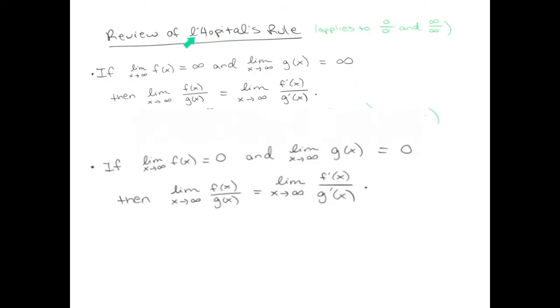I hope you remember from Calculus 1 that L'Hopital's rule applies whenever you have a limit where the numerator and the denominator either both approach 0 or both approach infinity. Then L'Hopital's rule says that you can take this limit by taking the derivative of the top and the derivative of the bottom and take the limit of the resulting expression.